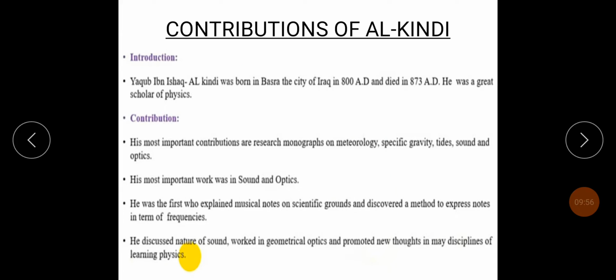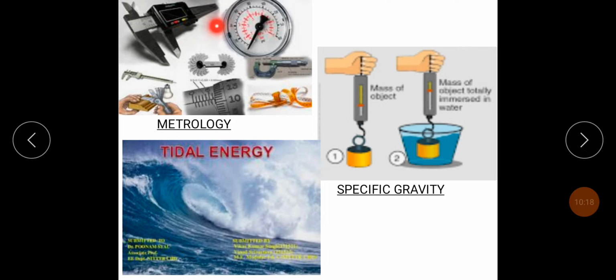Now, contributions of Al-Kindi. Introduction. Yaqub Kindi was born in Basra, the city of Iraq, in 800 AD and died in 873 AD. He was a great scholar of physics. Now, contribution. His most important contributions are research monographs on metrology, the study of measurement, and specific gravity. Specific gravity means the ratio of the density of a substance to the density of a reference substance.